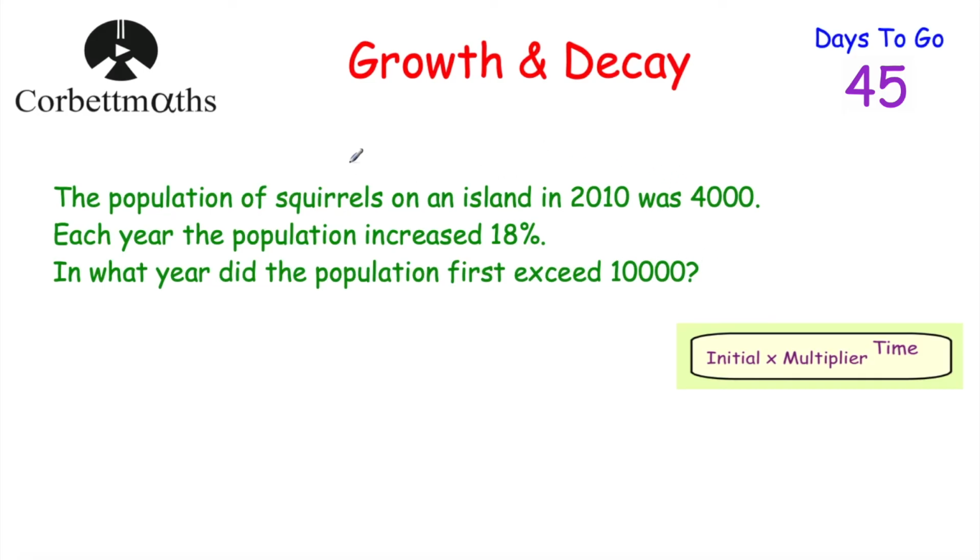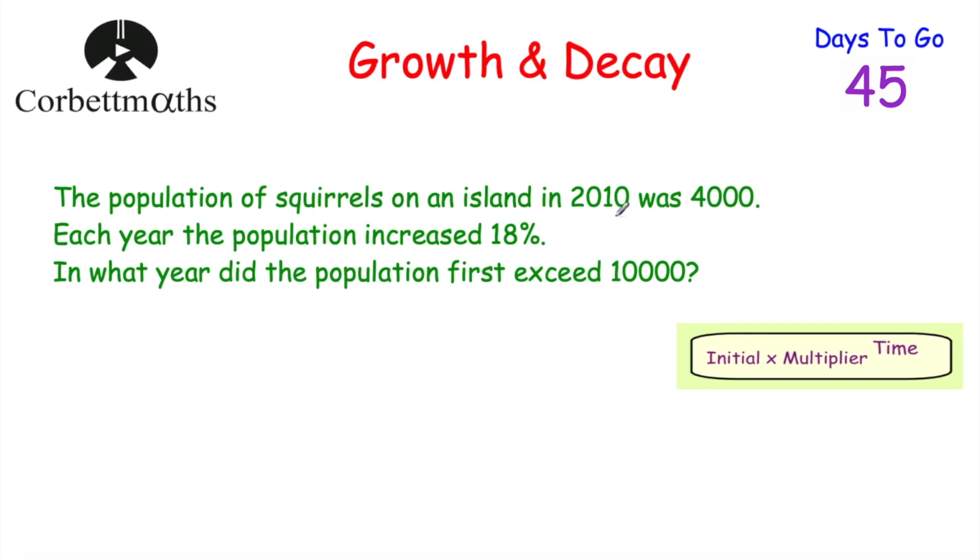So in this question, it's not obviously to do with money, it's about squirrels, but we can use the same formula. So we've got initial multiplied by the multiplier to the power of time. So if you want to try this question, feel free to try it now yourself. And just remember, what we're trying to do is find out how many years it takes for the population to go from 4,000 to above 10,000. So feel free to try this question now yourself.